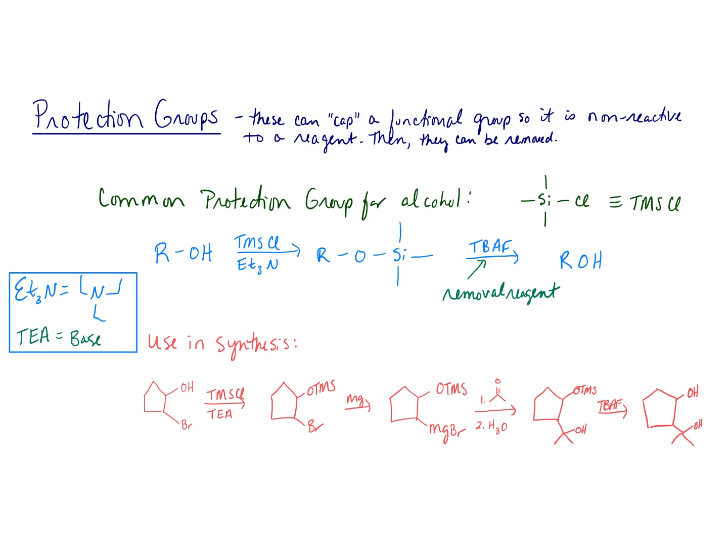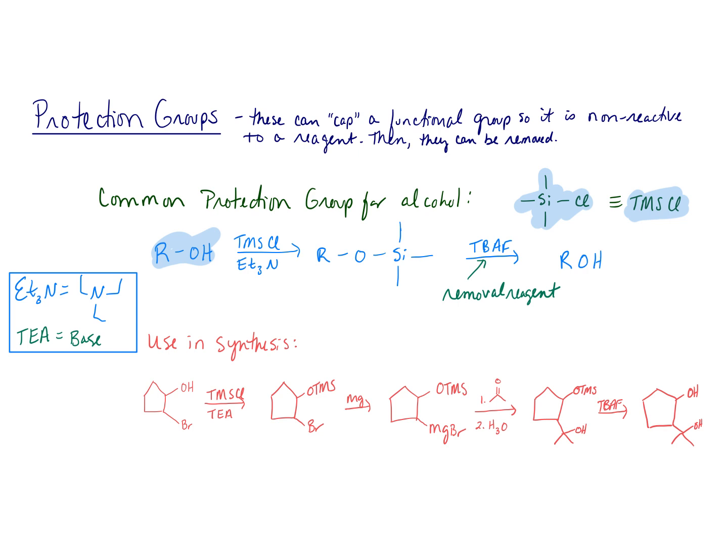Or you can do it in a situation where you wouldn't otherwise be able to complete a reaction with that functional group present. So with alcohols, what we use is TMSCl most frequently, and that's trimethylsilyl chloride. So if you have an alcohol, you would add TMSCl, and this is triethylamine.